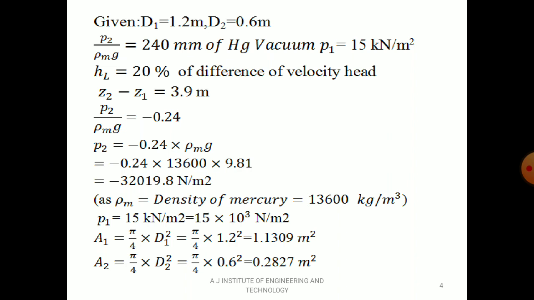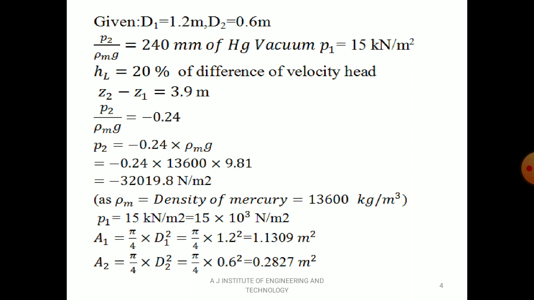Then P1 equal to 15 kilonewton per meter square. I have to convert from kilo to Newton per meter square. Kilo is 10 to the power 3, so 15 into 10 to the power 3 Newton per meter square. Because you have to substitute the pressure value, whatever the unit, like bar or megapascal, you have to convert from that unit to Newton per meter square.